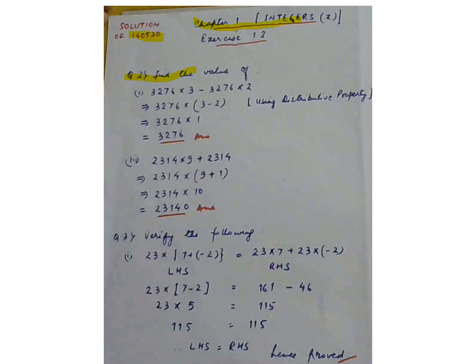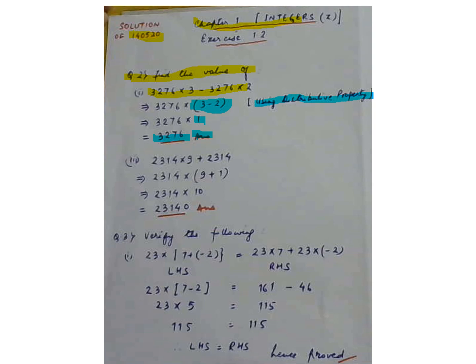Question number 2 says find the value of first part 3276 into 3 minus 3276 into 2. Most of you have done it in a simple way, directly multiplying and finding the answer. But since we studied how to make our calculation easier, we have to use the property. Here we will use distributive property, according to which we will take 3276 as common in the bracket 3 minus 2. 3 minus 2 will be 1 and 3276 into 1 will be 3276. Same way third part is done.